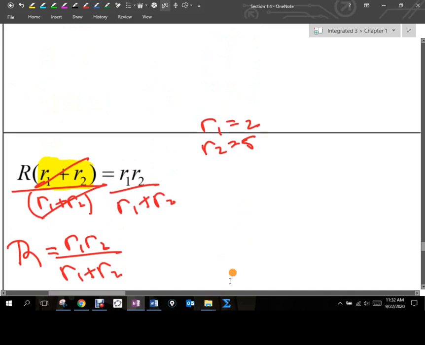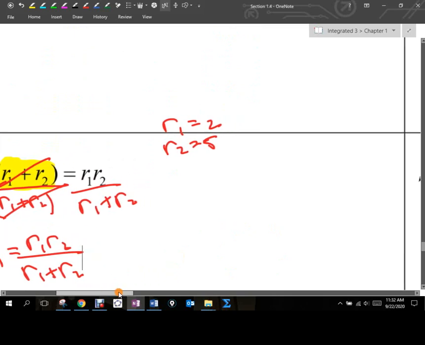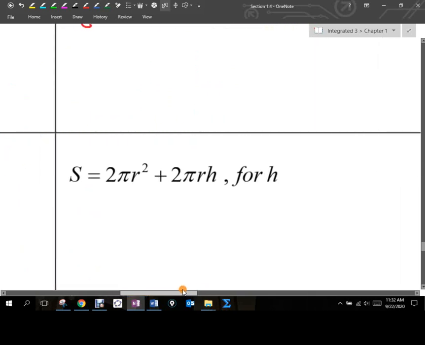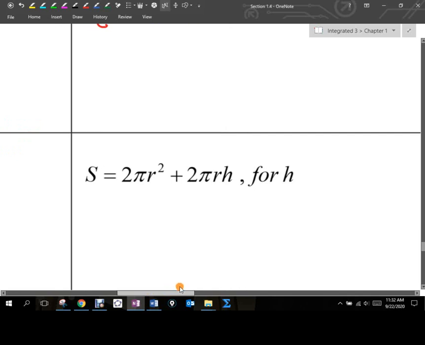We could do it. So we could solve this for R1 or R2. Let's actually save that for another time. Let's come down. Let's skip that one too. Actually, let's do this one. This one's pretty quick. So we'll solve for H.